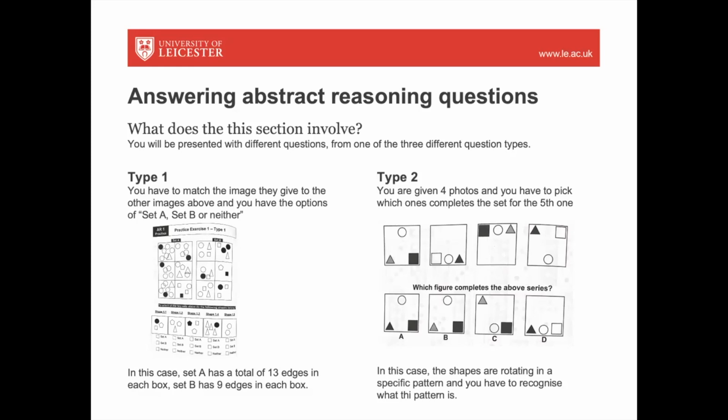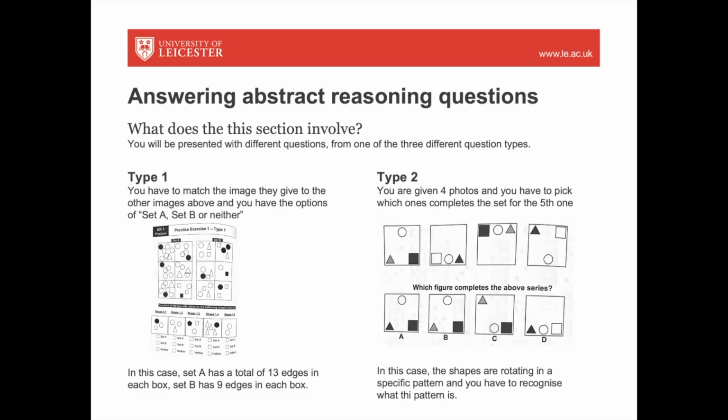For type 1 questions, you will have 2 sets of shapes labeled set A and set B. You will then try to identify the patterns of these sets so that you can allocate the answer shape to either set A, set B, or neither. So in the example we have given you, set A has 13 edges in each box and set B has 9 edges in each box. And your job is to place each one of the answers in the correct set or neither.